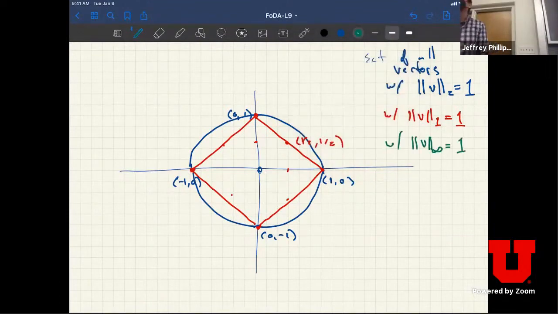The L infinity norm equal to 1. Okay, again, I'll give you a hint. These 4 points all satisfy this because the maximum of any one of the coordinates is 1, right? What other points are going to be on this L infinity circle?